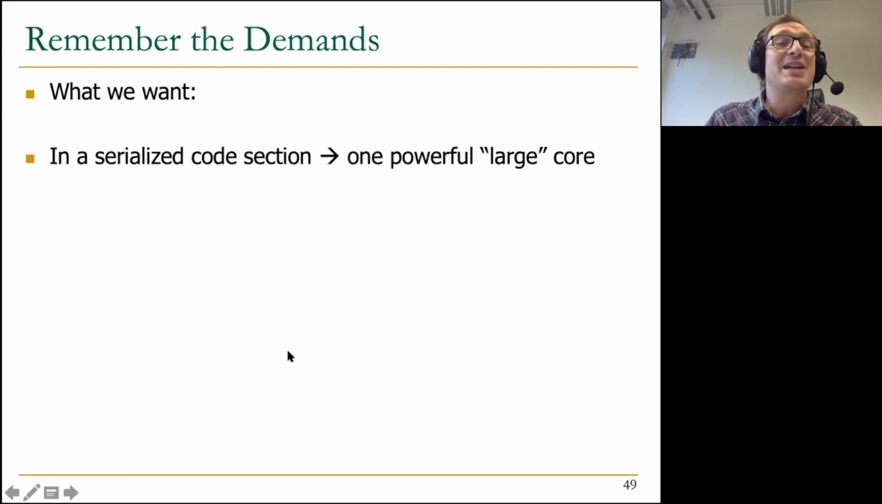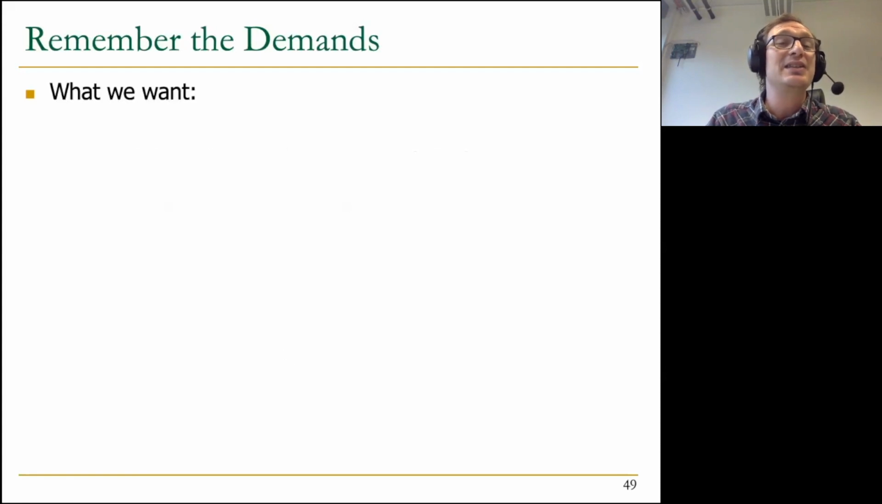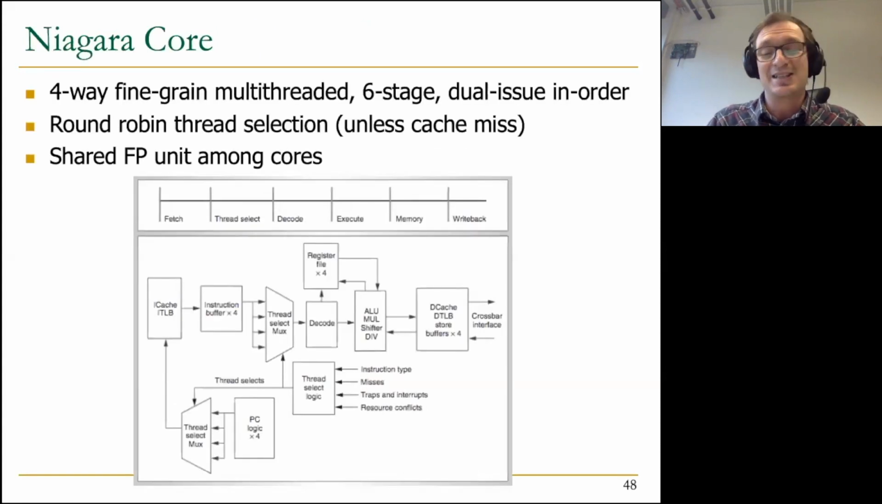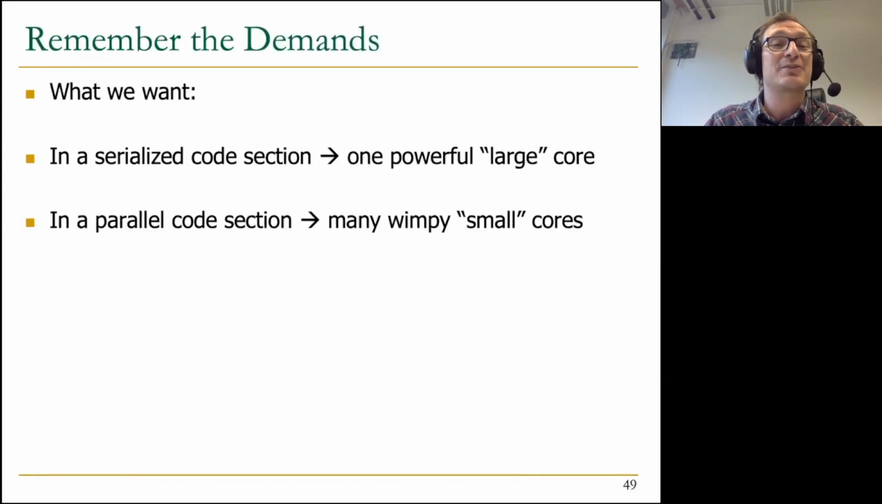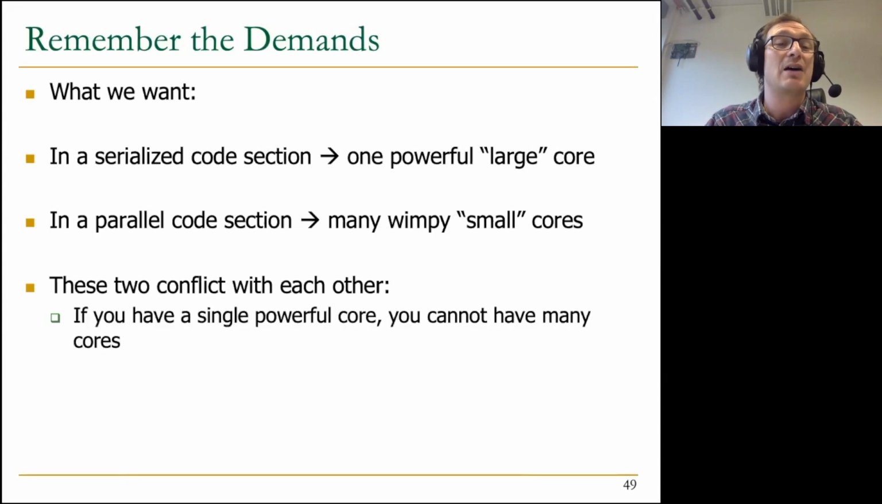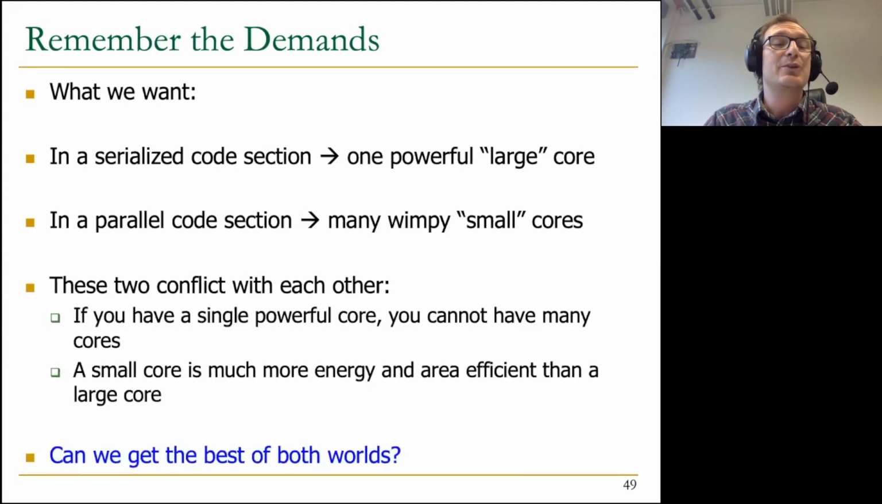But remember the demands. In a serialized section, neither of these multi-core systems is good enough, because in a serialized code section we want one powerful large core. In a parallel code section, we want many wimpy small cores, and they conflict with each other as we discussed. The question is, can we get the best of both worlds? So let's take a look.